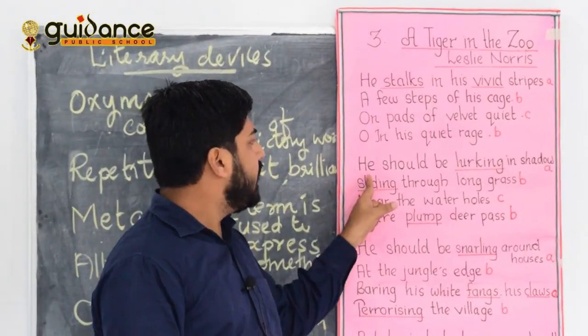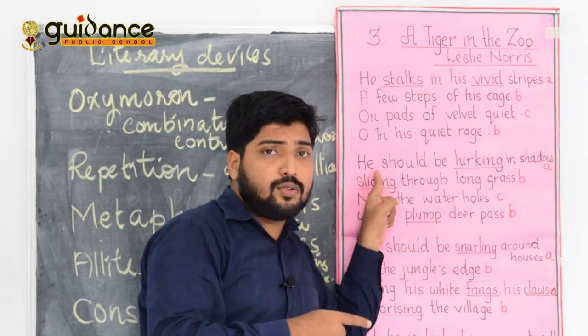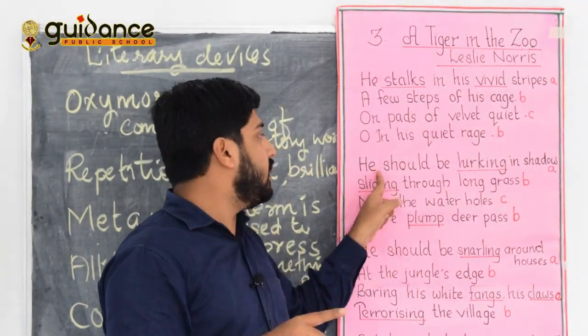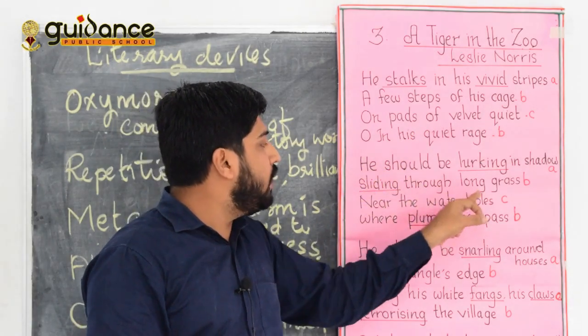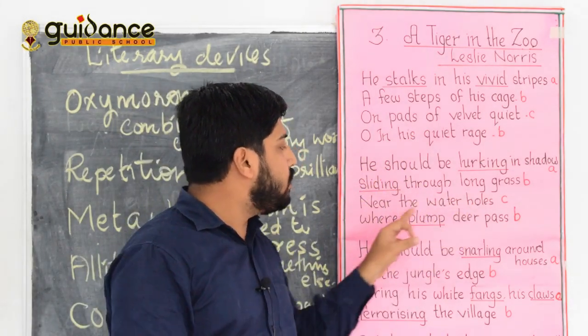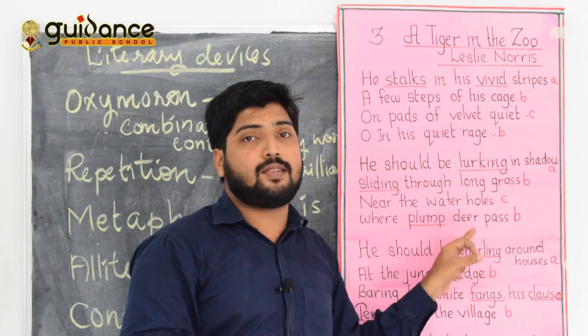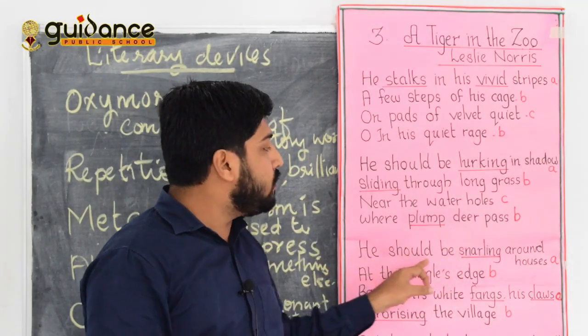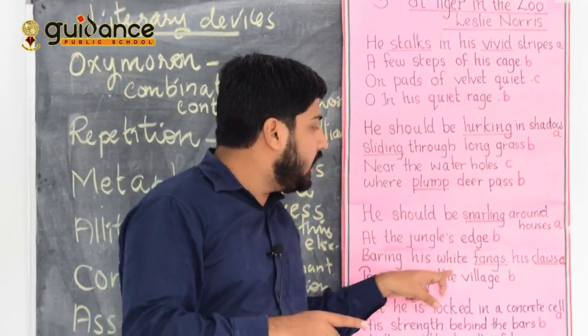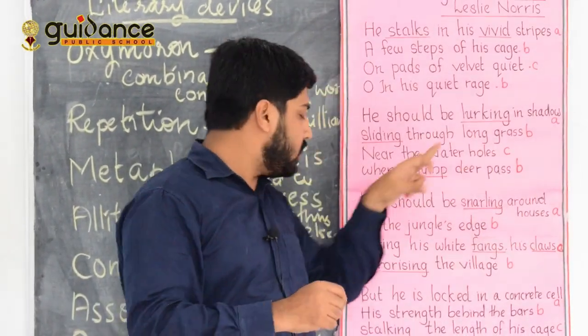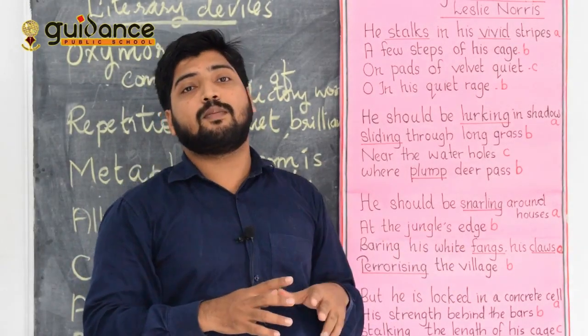Look at this. There again, he means the tiger should be lurking in shadow, sliding through long grass near the waterholes where plump deer pass. He should be snarling around houses at the jungle's edge, bearing his white fangs, his claws, terrorizing the village.